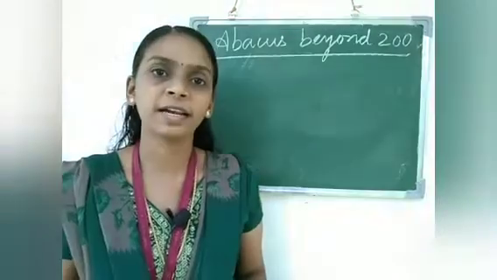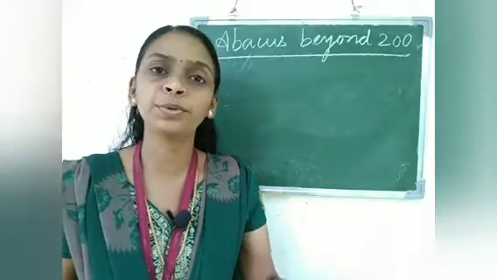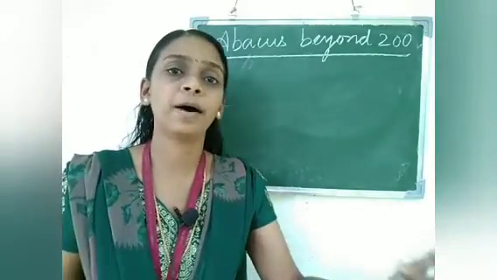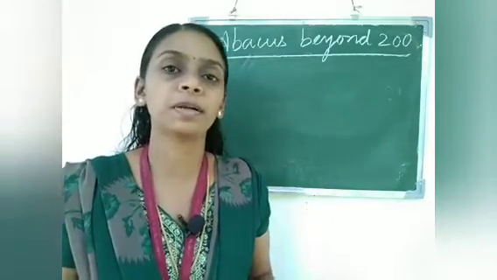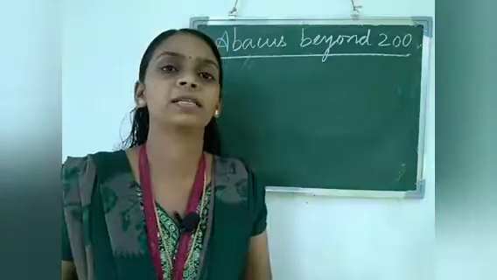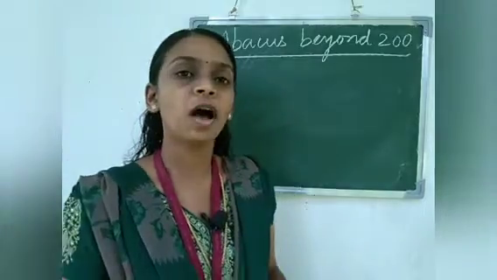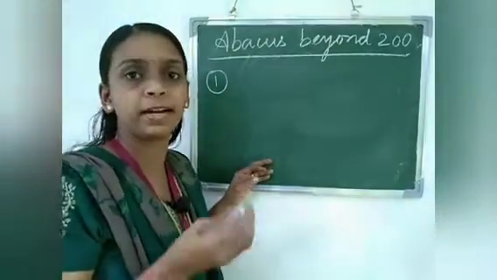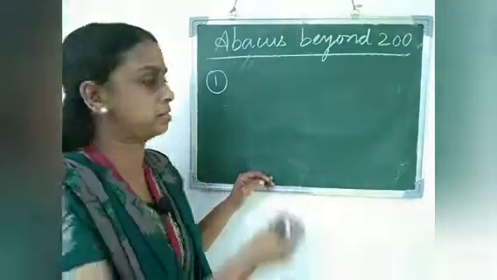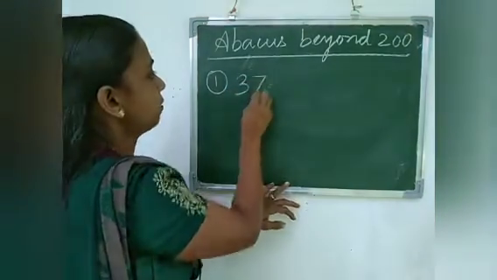Now we have to study abacus beyond 200. We already studied how to draw the abacus up to 200. Now we have to study how to represent a number on an abacus beyond 200. So I will write here one number, so we can look how we will represent it on an abacus. 373.